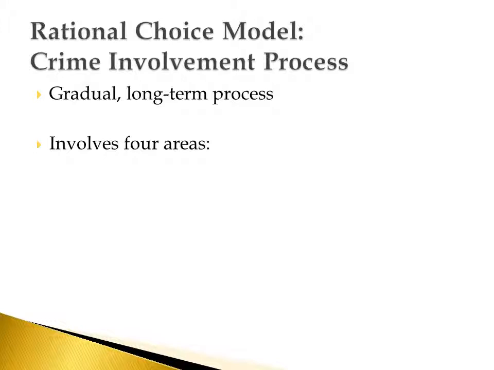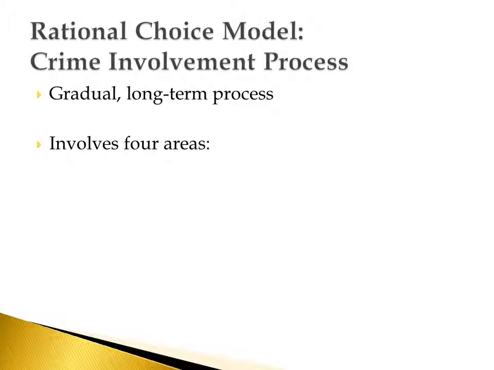Let's keep going with the lecture now, talking a little bit more about rational choice theory. Now, in the rational choice theory model, I told you that Cornish and Clarke, the creators of the theory, think that this theory can explain two different processes: crime involvement and crime-specific decisions. Let's look more closely at this first process, which they call the crime involvement process.